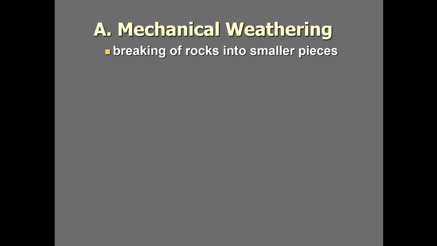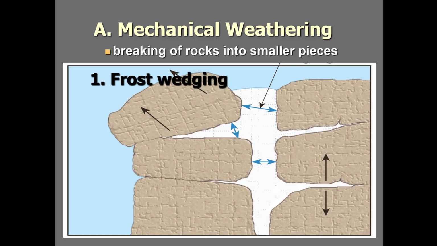Mechanical weathering is the physical breakdown of rock into smaller pieces. If you take a piece of paper and you rip it up and you have a whole bunch of little pieces of paper, you have just mechanically weathered that paper. There are different ways that rocks can end up being broken down over time, and one of those is through a process called frost wedging.